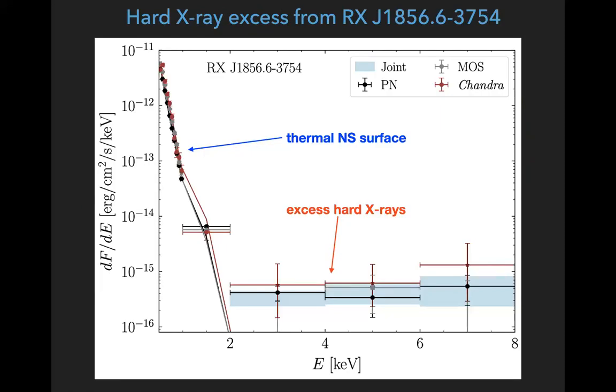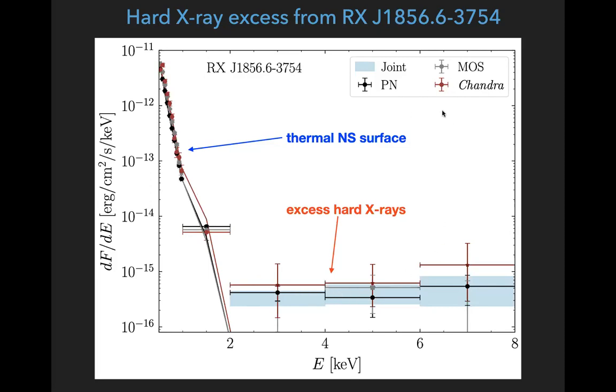So what we saw when we looked at these neutron stars was something very surprising. We saw an excess of hard X-ray emission emanating from many of these Magnificent Seven. That's what I'm showing you here for J1856, which is the neutron star with the brightest hard X-ray excess. We can see at low energies, this is flux as a function of energy, that thermal surface emission dropping down essentially exponentially. And then at larger energies, we saw this excess hard X-ray emission.